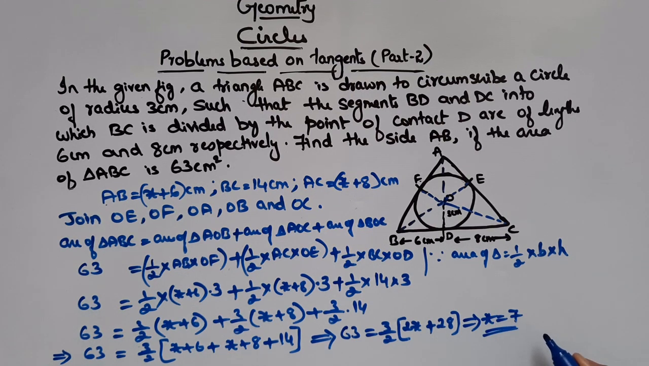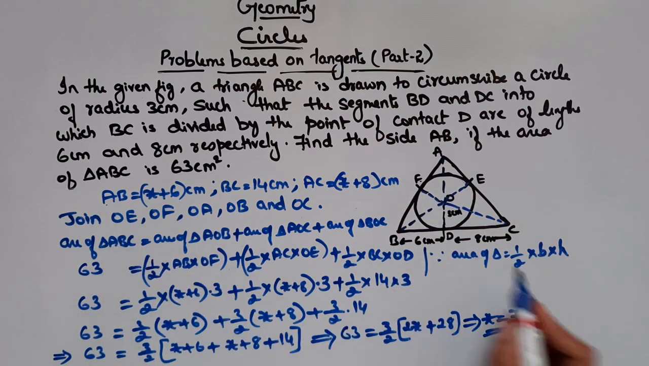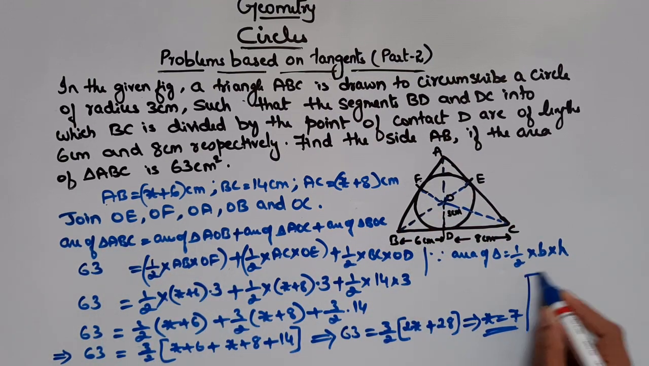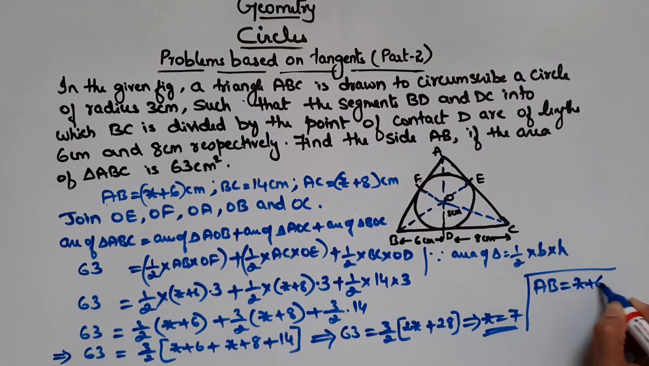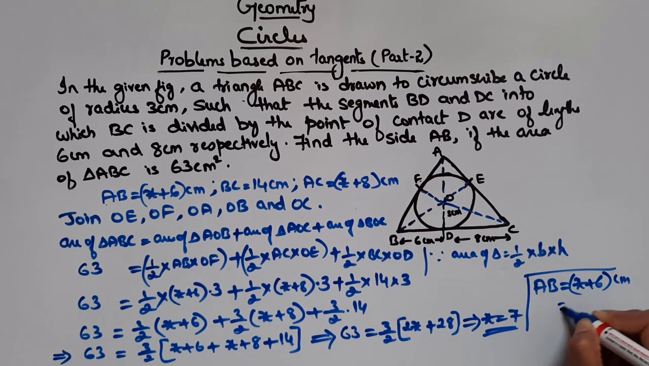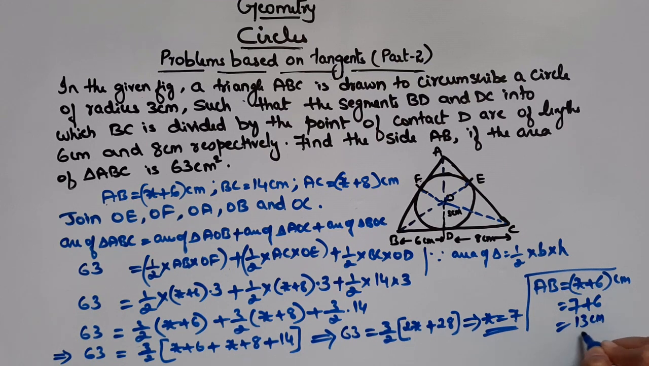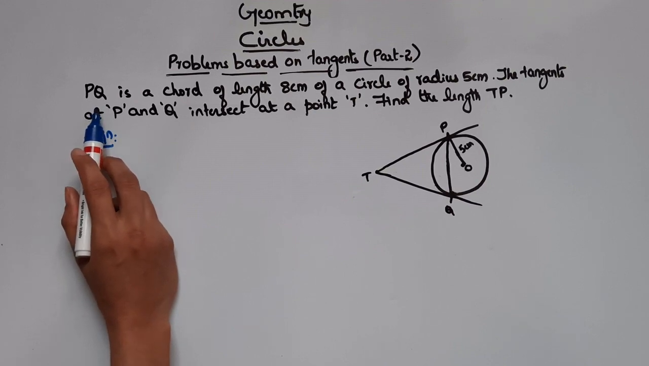I hope you can do this. So your x is 7. Our aim is to find AB. We know AB is equal to x plus 6 centimeter. We got x is equal to 7, so 7 plus 6 will give you 13 centimeter. So your AB is 13 centimeter. I hope you can do this type of problems, right? Now let's see one more problem.